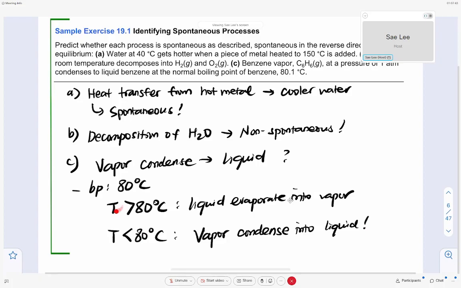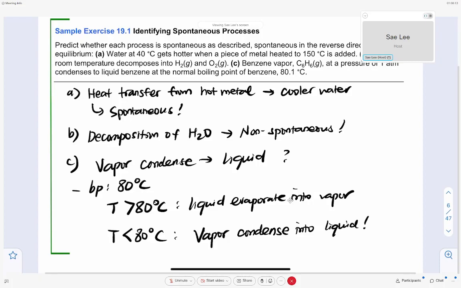And then at temperature higher than the boiling point, liquid evaporates into vapor. Just like if you are boiling water, if your temperature is higher than the boiling point of water, which is 100 degrees Celsius, then the liquid water will spontaneously evaporate into water vapor, right? Similar idea. If the temperature of the system is higher than 80 degrees Celsius, the boiling point, then the liquid will evaporate and turn into vapor. This is a spontaneous process.